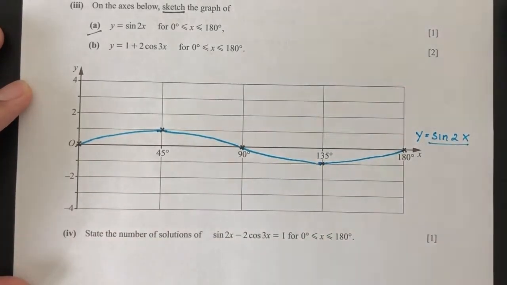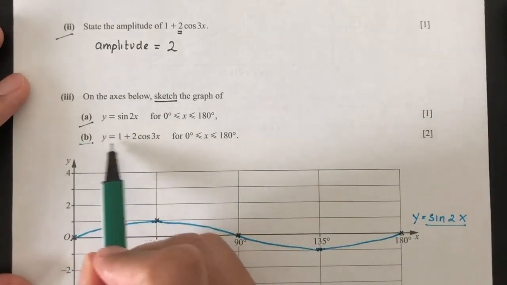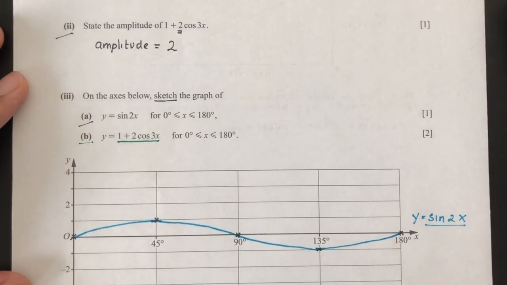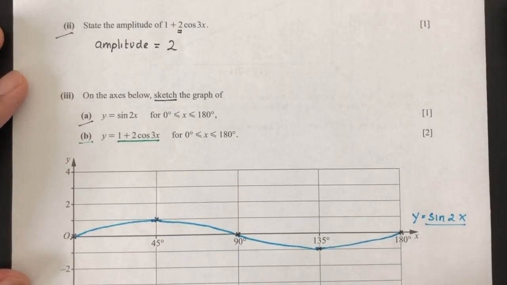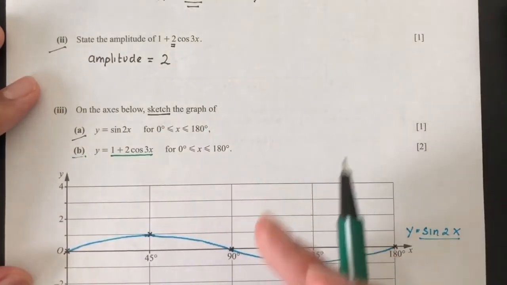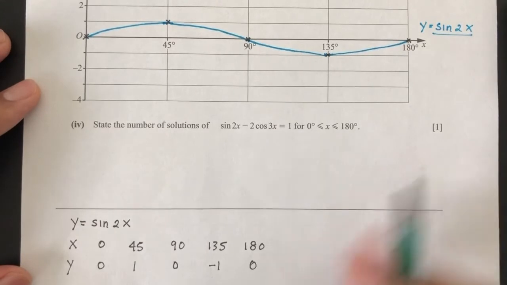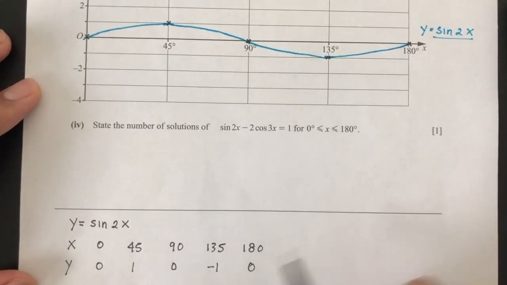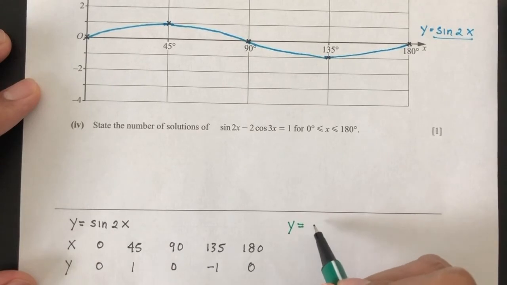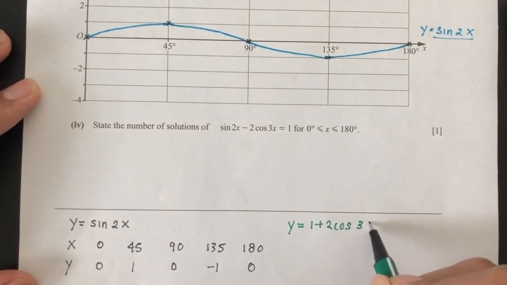Okay. Now for the next part we have to find the curve y equal to 1 plus 2 cos 3x. So same way, we just have to make a table. If you guys don't know the shape of a cos curve, make a table just like this and find the corresponding values. So let's do it here. So we have y equal to 1 plus 2 cos 3x.